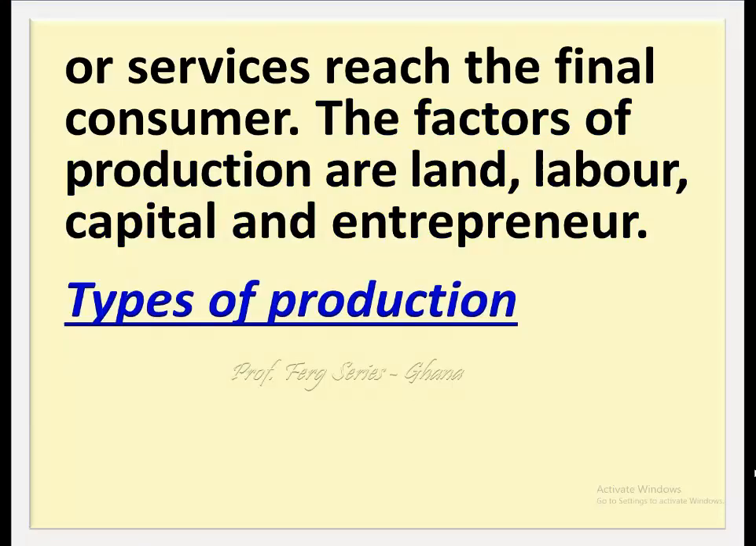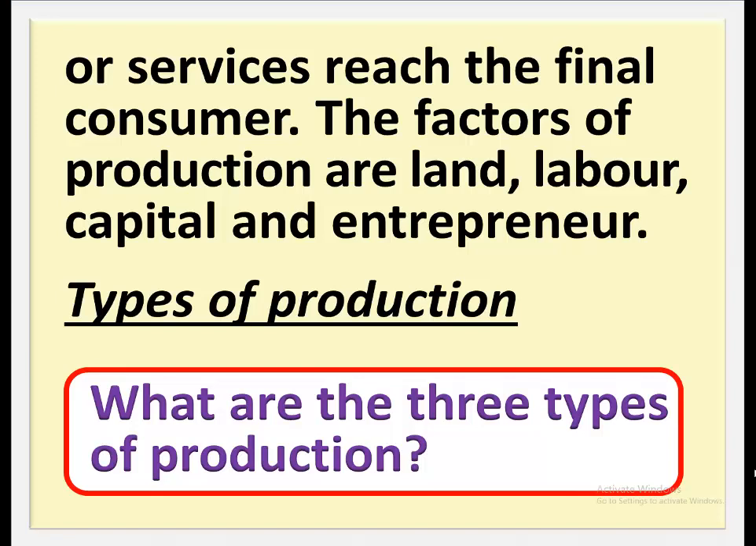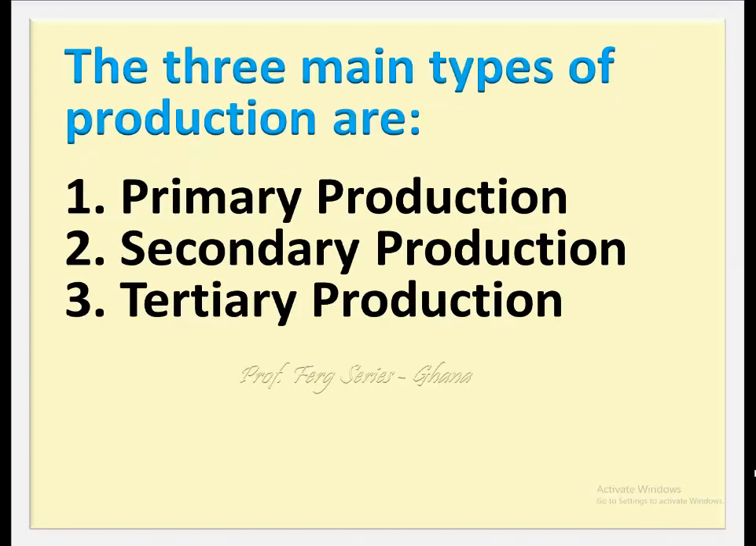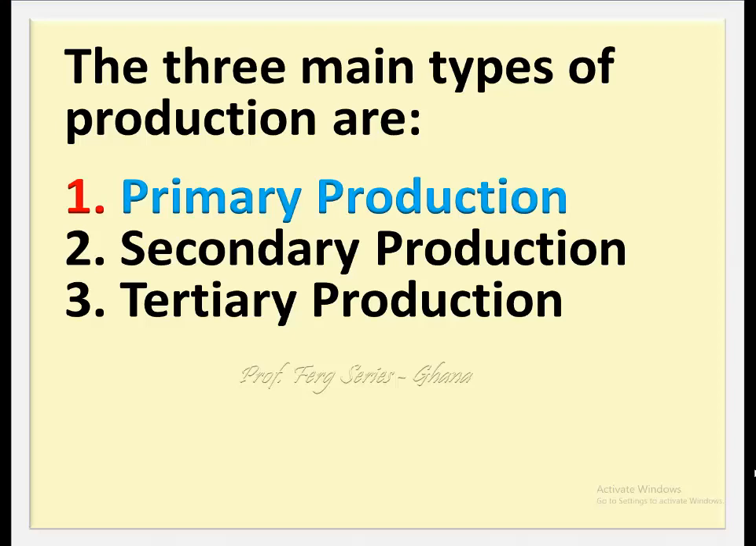Types of production. What are the 3 types of production? The 3 main types of production are 1. Primary production. 2. Secondary production. 3. Tertiary production.